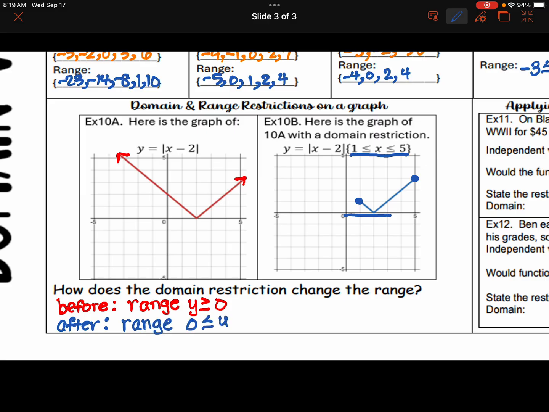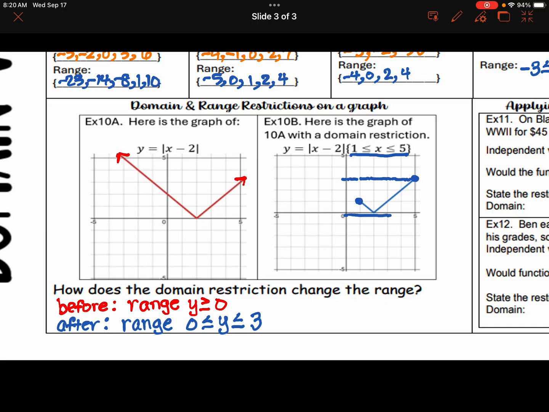And that was a closed circle. Y is less than or equal to... But now it doesn't keep going. It has a high point at 3. So by restricting or cutting off the domain, saying start here, stop here, that's what a restriction is, it also will affect the range. And now I have a starting and a stopping point on my range.